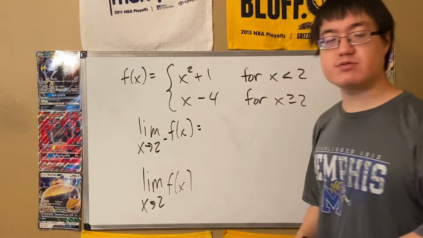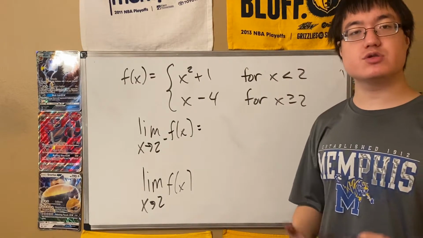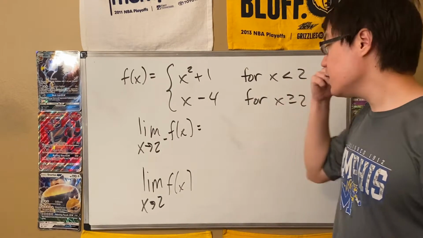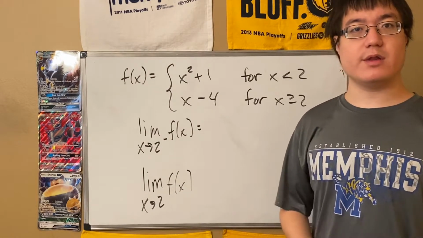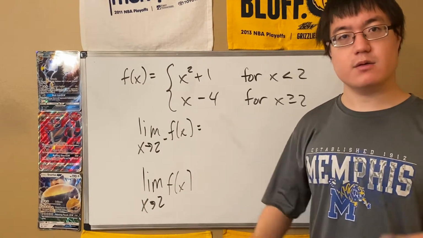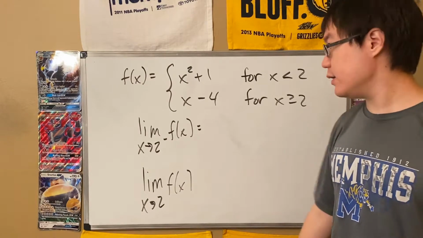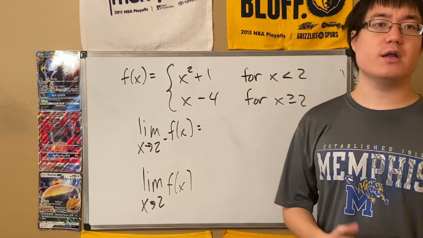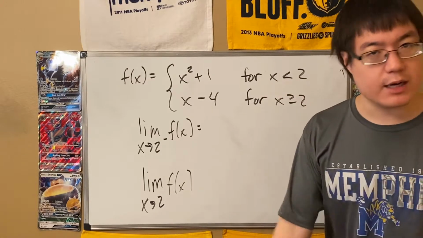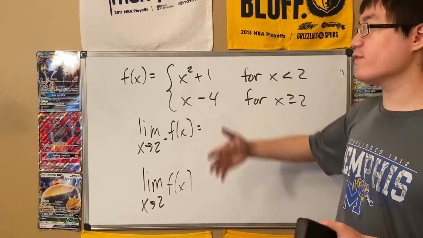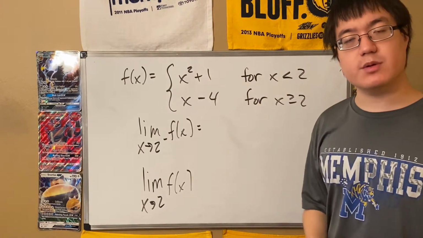So when you're dealing with piecewise functions, all you have to do is choose the right function you're dealing with. So in this case, because we're going from 2 from the left, we're dealing with numbers like 1, 1.9, 1.99, 1.9999. Notice those numbers are all the numbers that are less than 2. 1.9 is less than 2, 1.99 is less than 2. So you do have to choose which function to do, but it should be pretty easy.